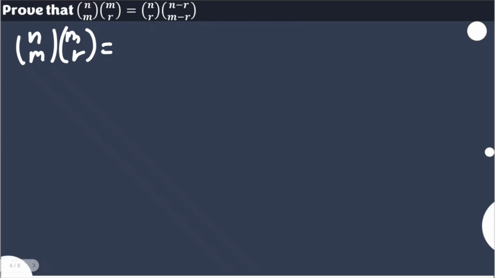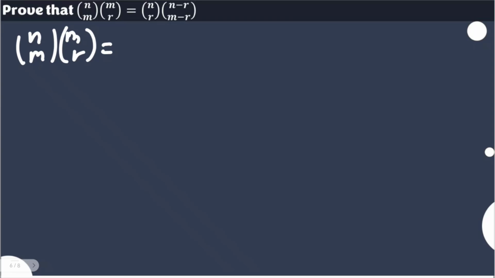We have n combination r times n minus r combination m minus r. So we're going to show that this is true. Now, in the previous 4 videos, we just manipulated one side. Here, we might need to manipulate both in finding ways that they are actually equal to one another. So, how do we illustrate that?